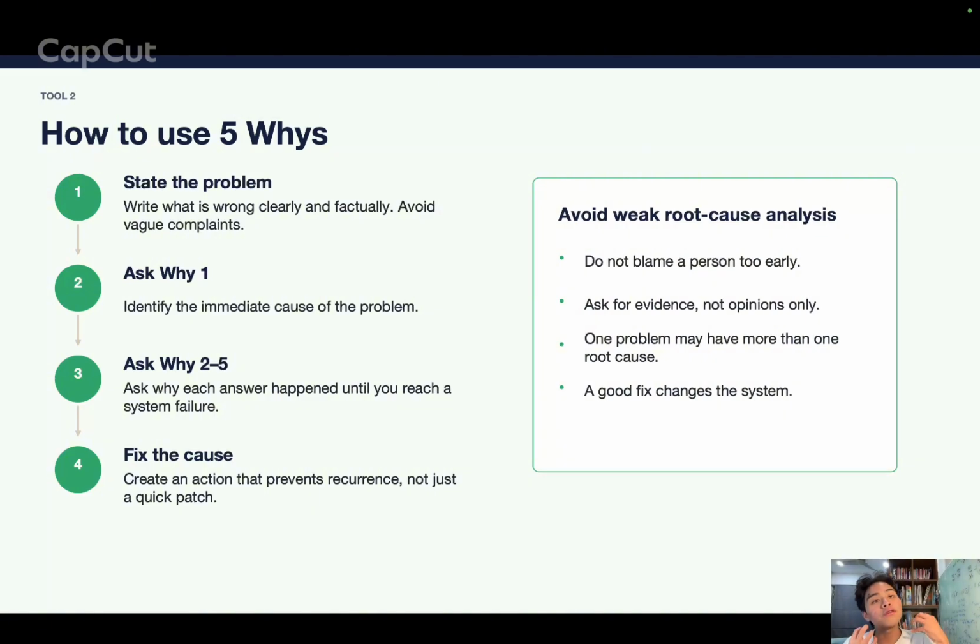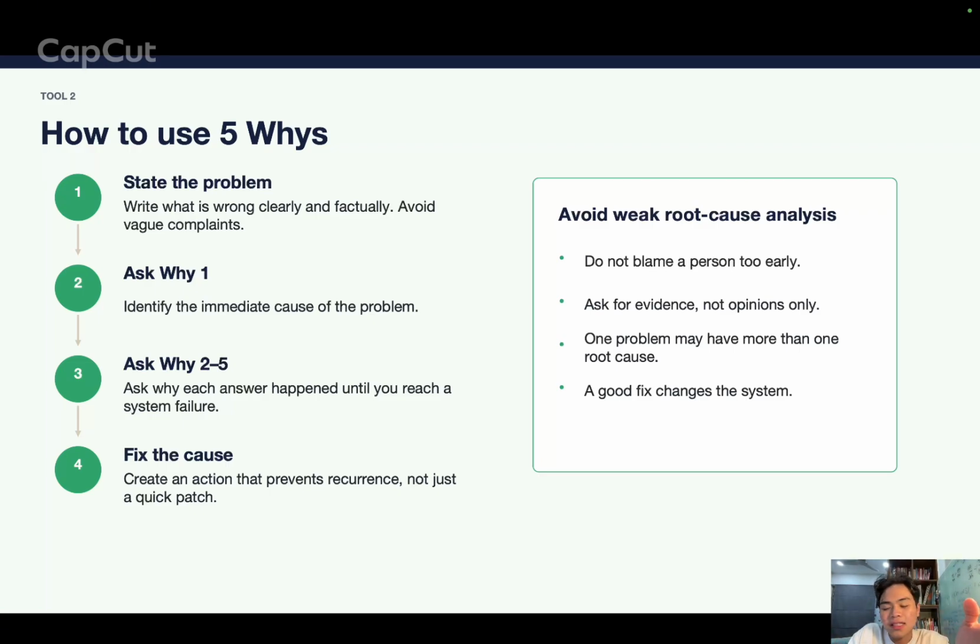And now we can use the answer to the first question to ask again to identify the further issue behind it. So step 2, ask why. Number 1, why was the project delivered late? And perhaps the answer would be, because the testing process took more than planned. And we don't stop there. We ask why again.